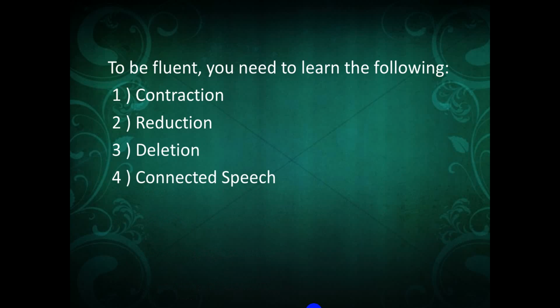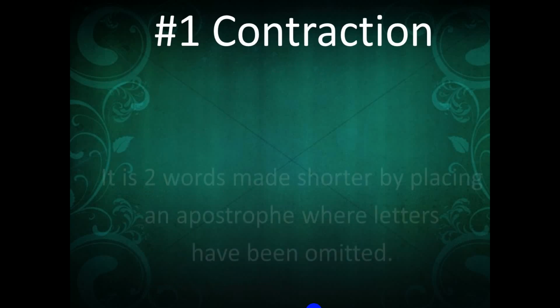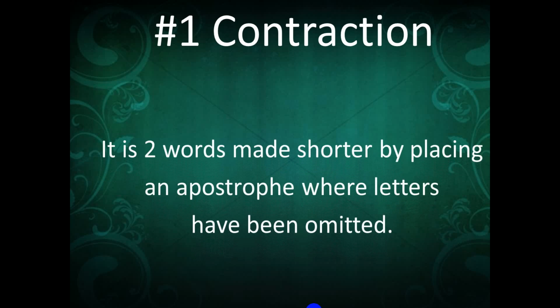Yeah, 4 points and I don't understand anything. Yeah, I know, and this is my job. It's okay here. Just let's go deeper into each one of them. Contraction. It's two words made shorter by placing an apostrophe where letters have been omitted. I don't understand also. Okay, let's explain one by one.